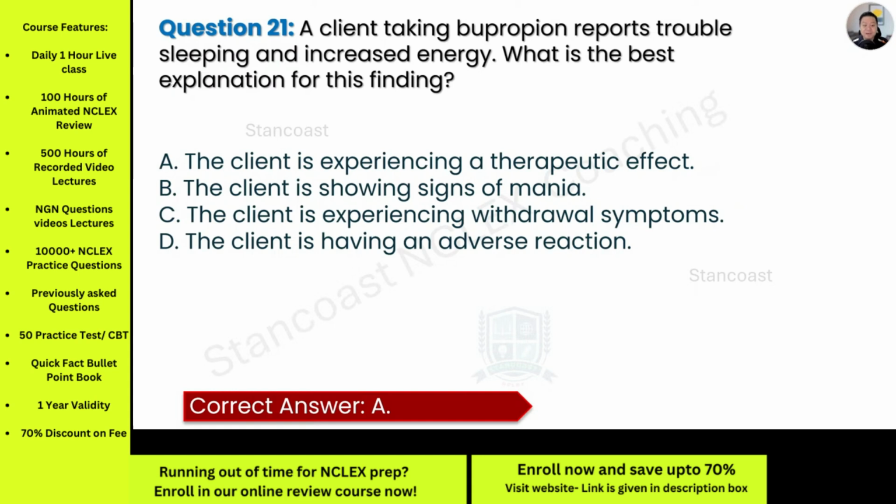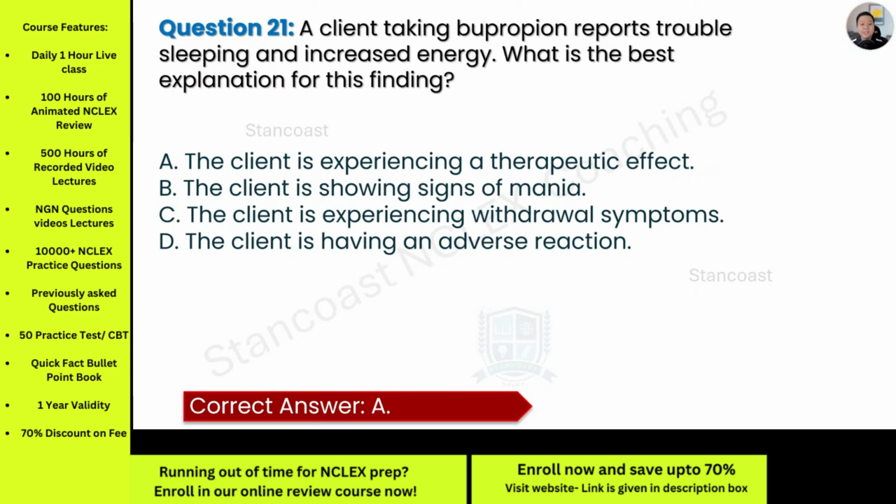Letter D, another incorrect option. We know that insomnia is a known side effect of the bupropion. It's typically mild and temporary, especially when the client just started the medication. So it's not necessarily an adverse reaction unless it becomes severe or persistent.